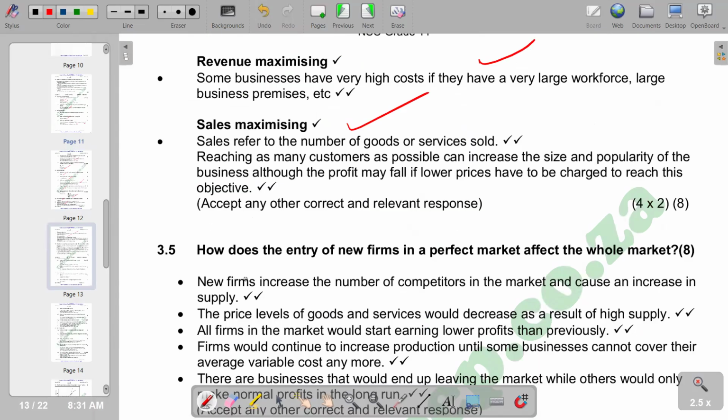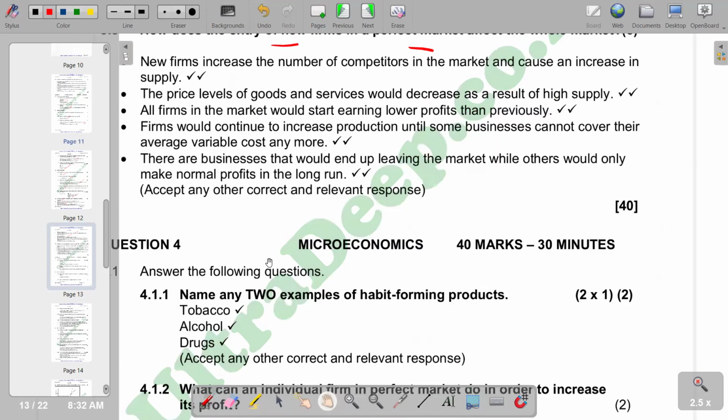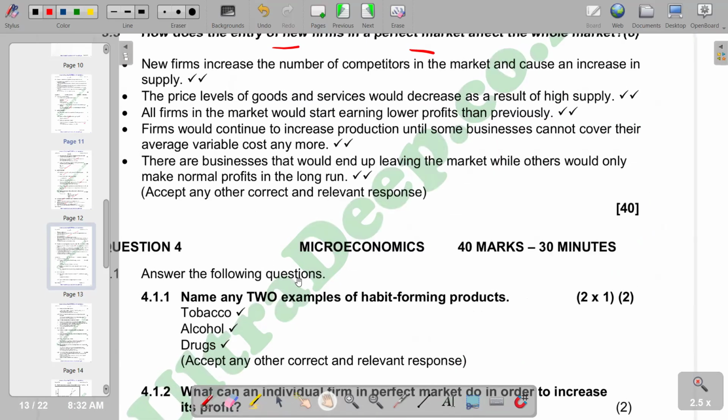So next question, how does the entry of new firms in a perfect market affect the whole market? So obviously, remember in a perfect market, we have got no barriers to entry. Any firm that needs to operate in that market can enter. So entry of new firms will make firms more in that market structure, which means supply is going to increase. When supply increases, the price will decrease. It's going to lead to a decrease in price, and also the profits that were being made by existing firms are going to go down. Remember, if there were any abnormal profits, guys, they're going to be wiped away and then they become normal. So basically, this is the scenario that we have in that case.